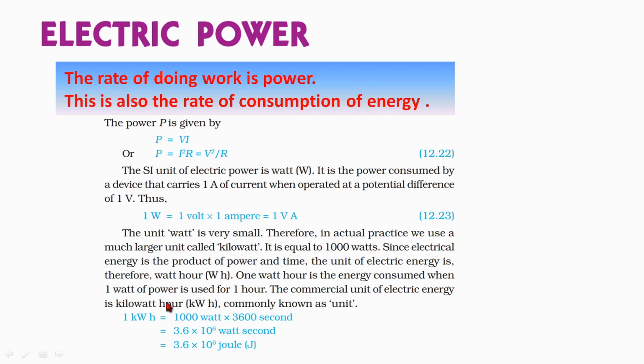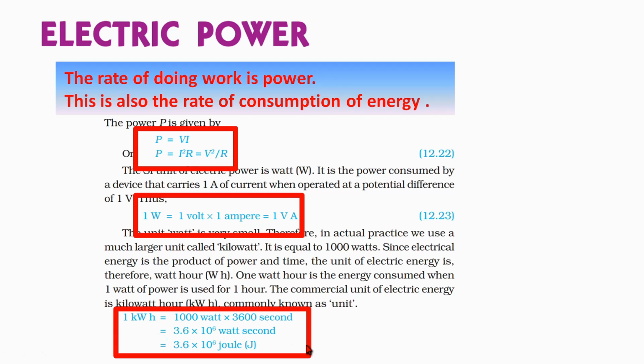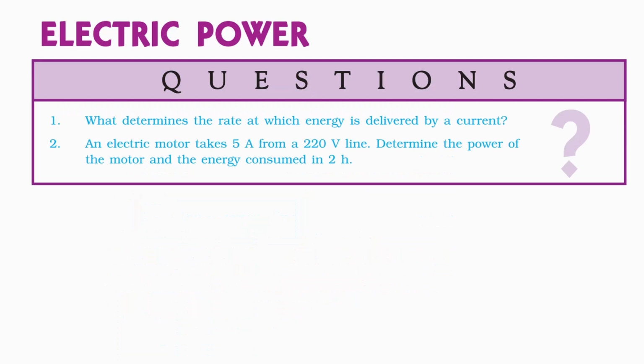One should also remember this value: 1 kilowatt hour is 3.6 into 10 to the power 6 joules. These are very important equations. These should be memorized as such. Now let's do the questions.